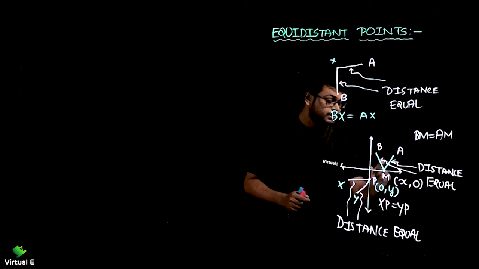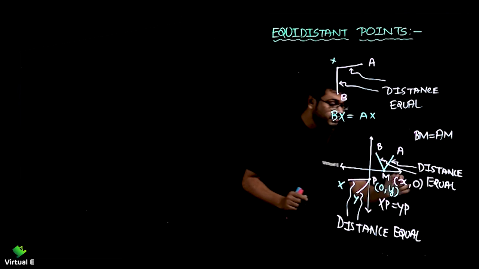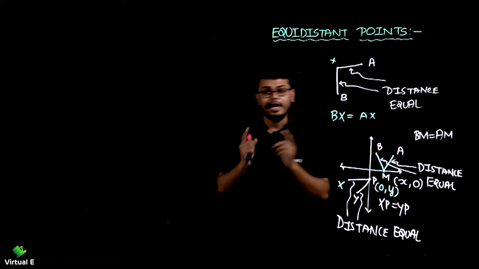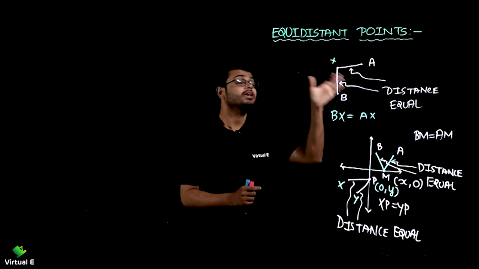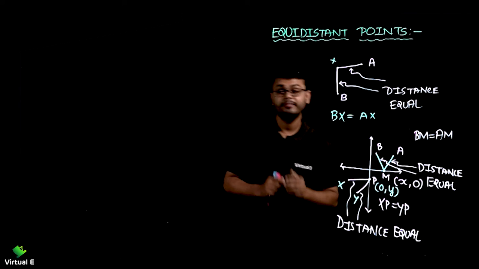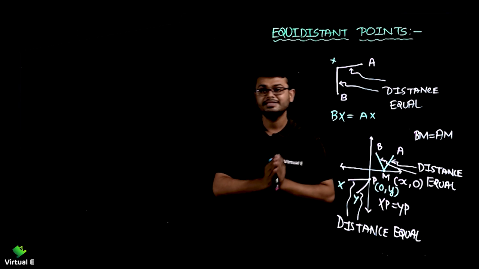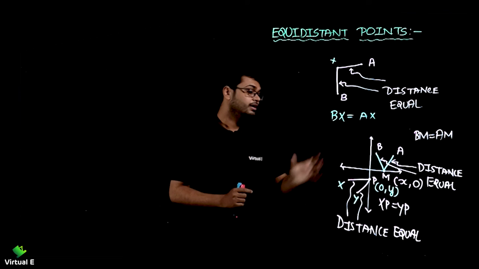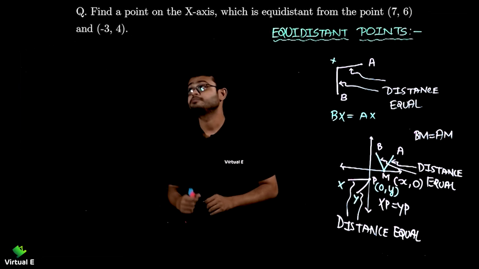If the point is on the x-axis and if it is equidistant, then we will take x comma 0. And if the point is on the y-axis and the case of equidistant, then we are going to take 0 comma y. Remember, this kind of questions are being asked for 1 mark or 2 mark. Very easy and important as well. Understand the concept properly. Let's move to the question now.